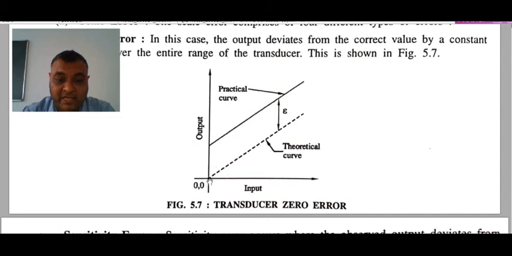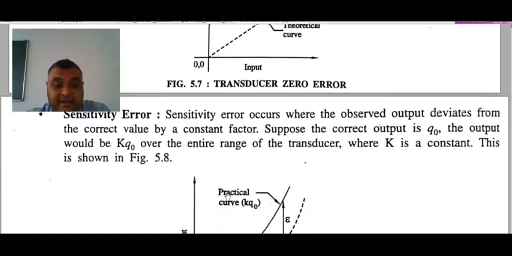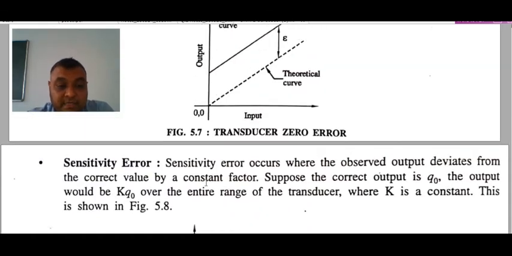So the actual curve should be like this, but on the line of zero, here the input is zero and still we get some error in the output. So it will not give you a linear output. So that is considered as a transducer zero error. Now for the sensitivity error, you can see the sensitivity error.